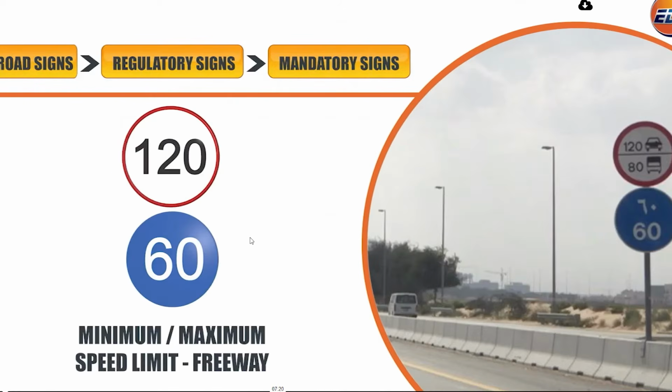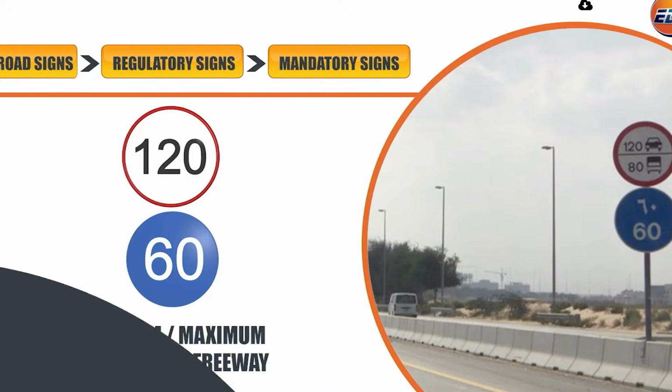Minimum speed limits. Freeway. The sign depicts that the minimum speed limit on the freeway is 60 km per hour, where the maximum speed is 120 km per hour. It is commonly seen on freeways. Driving below the speed limit without any reason can disturb other motorists and it may incur a fine.